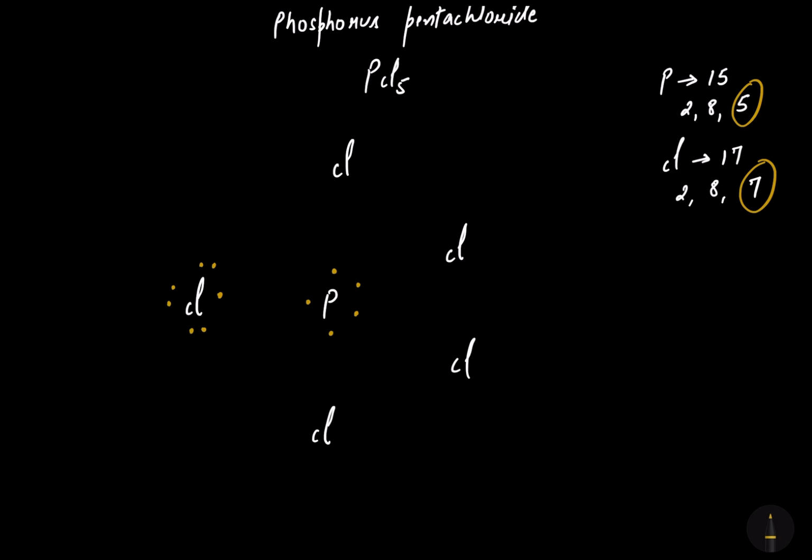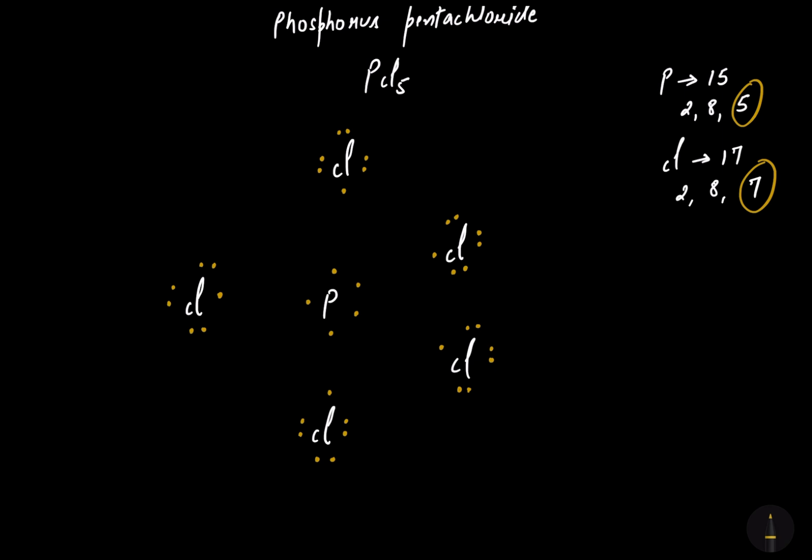Now let's come to the second chlorine, the third, the fourth, and the fifth chlorine. Each of them likewise has seven electrons: the first electron, second, third, fourth, fifth, sixth, and the seventh.